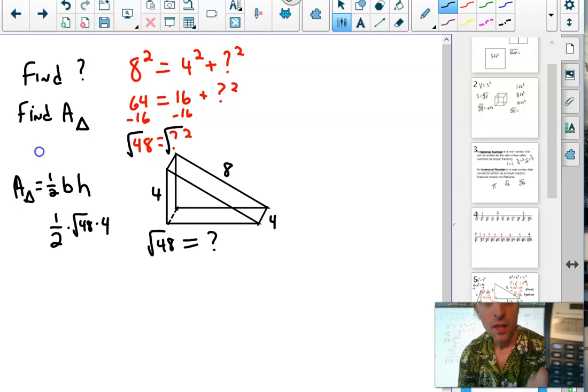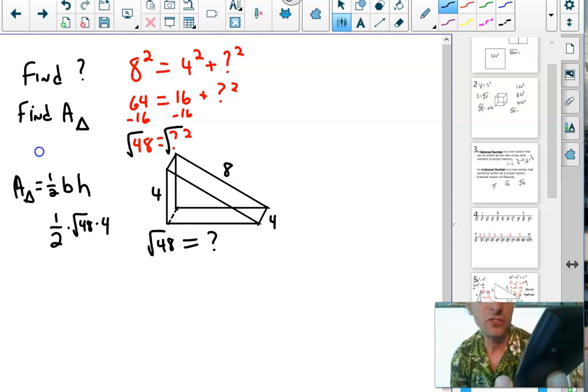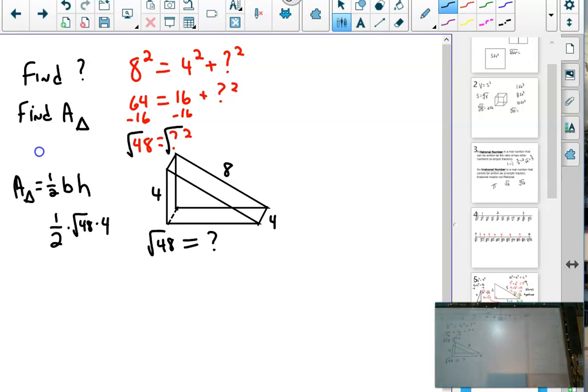And again, that's 13.8564. So the area of the side of this triangle, this one right there, is 13.86 square feet.